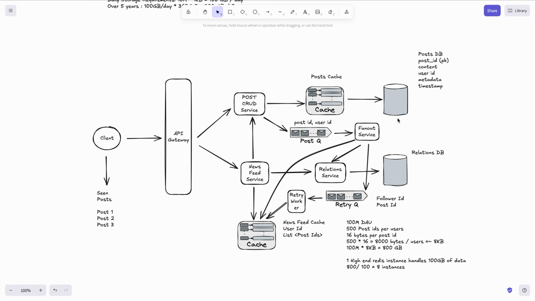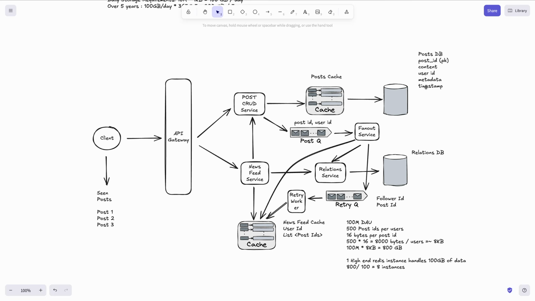Let's talk about our database. If we put all our post data into a single post DB, it would become a bottleneck. Reads would be slow, writes would be slow, and we would run out of storage space. So we need to split our data across multiple servers. This is where we would introduce database partitioning, or sharding, which is the process of splitting the data across multiple smaller databases.